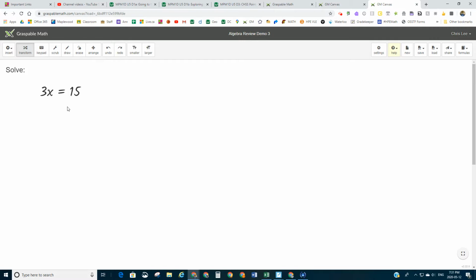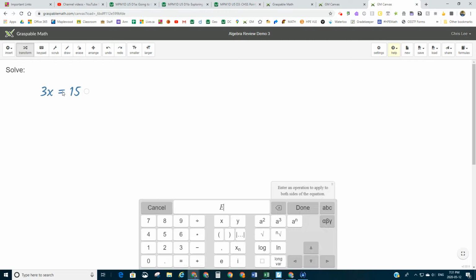To do that operation, what you're going to do is take your mouse and push and hold on the equal sign until a toolbar comes up. Now you'll see this capital E. That capital E stands for the equation. And you'll see it's written in blue. So whatever I do to this E, it's going to do to the equation.